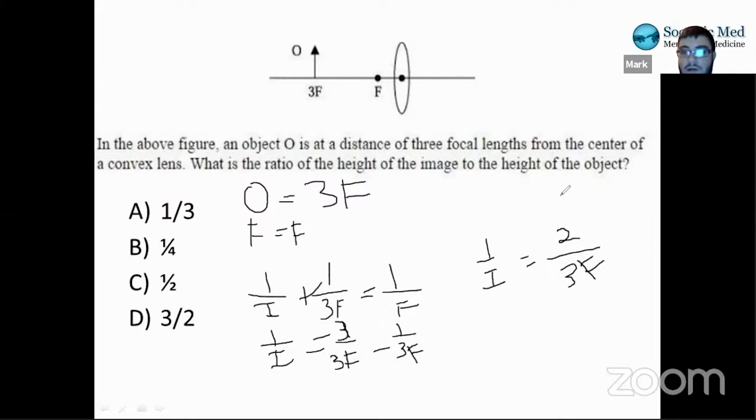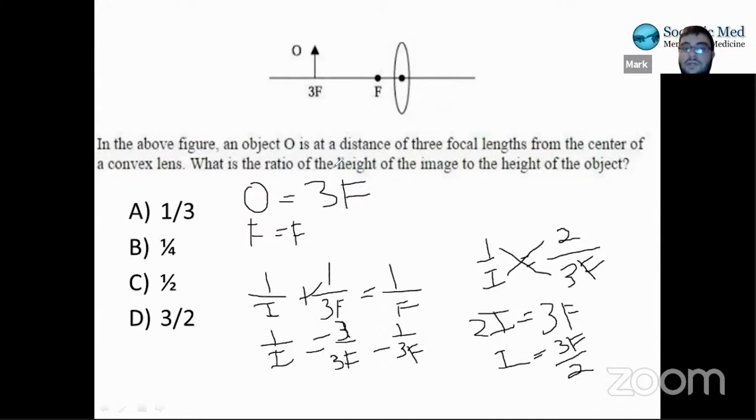If we're trying to find what I is, we can cross multiply if you have more complicated numbers. In this case, you can actually just flip it, but let's cross multiply just so you guys see it. Cross multiplication is like this. So I times 2 is 2I. 1 times 3F is just 3F, right? Divide both sides by 2 to isolate I, so I equals 3F over 2. We found out what I is, we know what O is, and we know what F is.